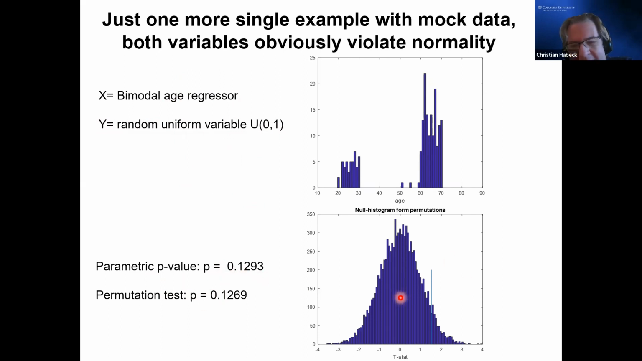And here you can see the actual permutation estimate. I think these are 10,000 permutations. You can see the t statistic is distributed as you would expect. It's centered on 0, and our two-tailed test also gives a value that's very close. So I tried to convince you there is no problem if the variables are non-Gaussian.